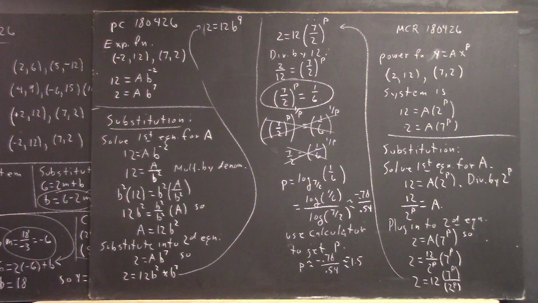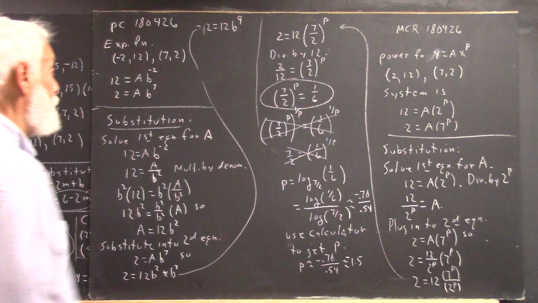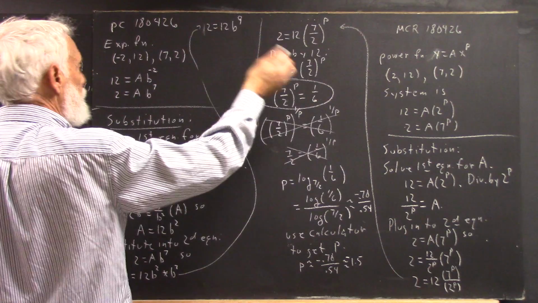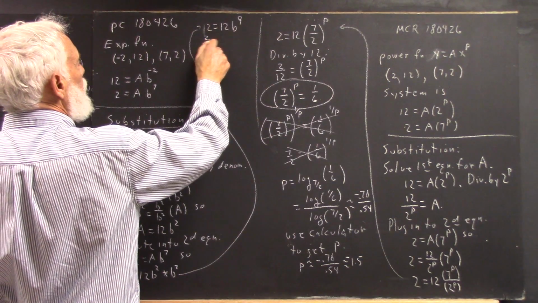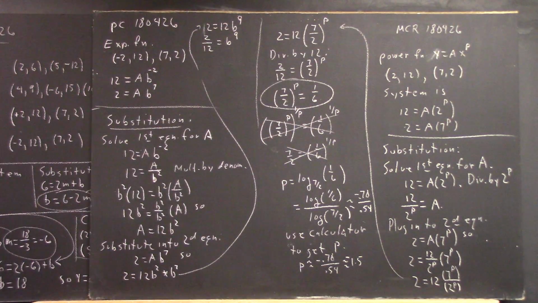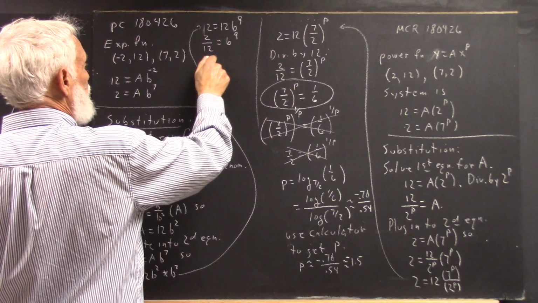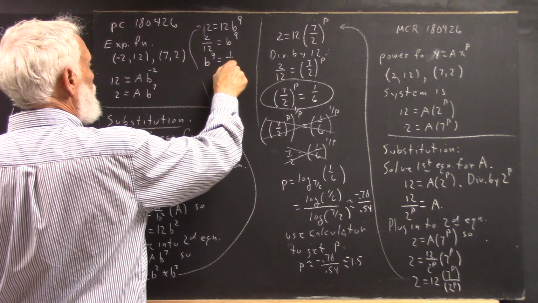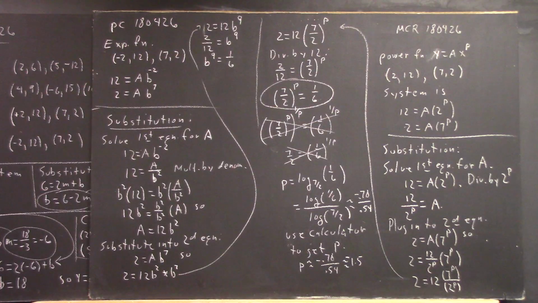What are we going to do to that? Get b by itself. So how are we going to accomplish that? What do we do to both sides? Would you divide by 12? Divide by 12. So I'm not going to go through the details of writing all that out. We get 2 over 12 equals b to the 9th, right? And then 2 over 12 is 1/6, so we have b to the 9th equals 1/6. And how do we solve that for b?